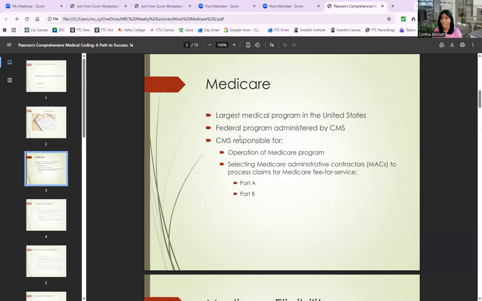Every few years, they select new Medicare administrative contractors, also known as MACs. These MACs will process the claims for the fee-for-service providers. So it will be for Medicare Part A and also for Medicare Part B. There are different insurance companies who will apply to be a MAC, such as Blue Cross and Blue Shield. That's one of the plans that may opt to try and get the contract to process the actual claims.